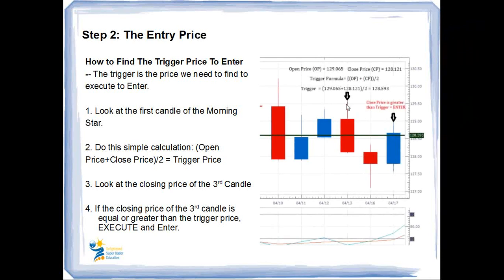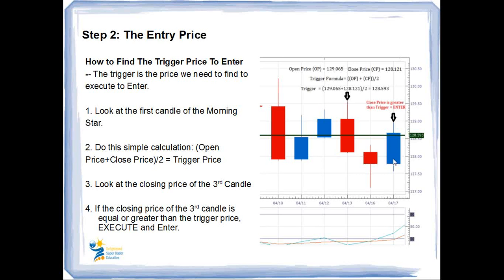Here's the first bar, first the candle. We have the opening price, you have the closing price, and the trigger formula is the opening price plus the closing price divided by 2. 129.065 plus 128.12 divided by 2, 128.59. That is the trigger. Okay.